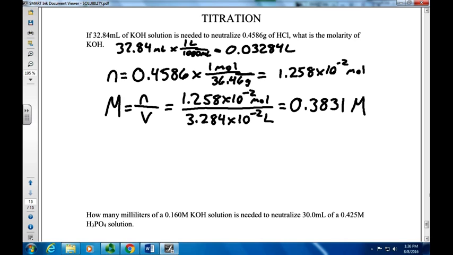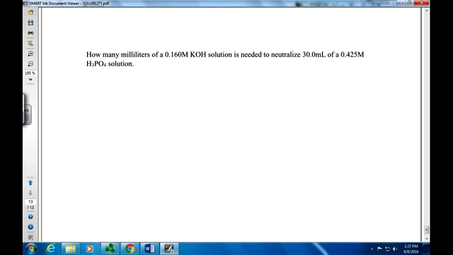And that's all there is to that. The reason why that was all there was to it is because for every 1 hydroxide produced by the potassium hydroxide, hydrochloric acid produced 1 hydrogen. So in order to neutralize it, it was a 1-to-1. Things are not quite that easy on our next problem.